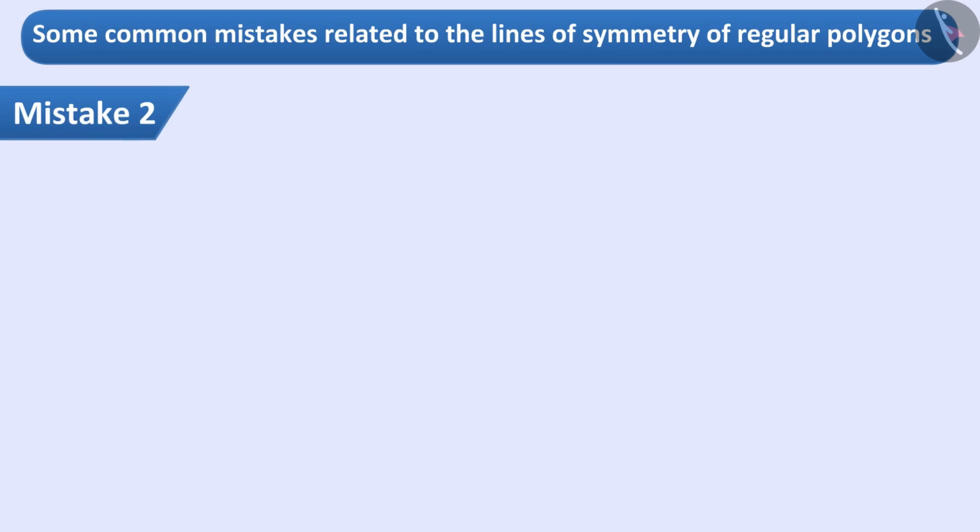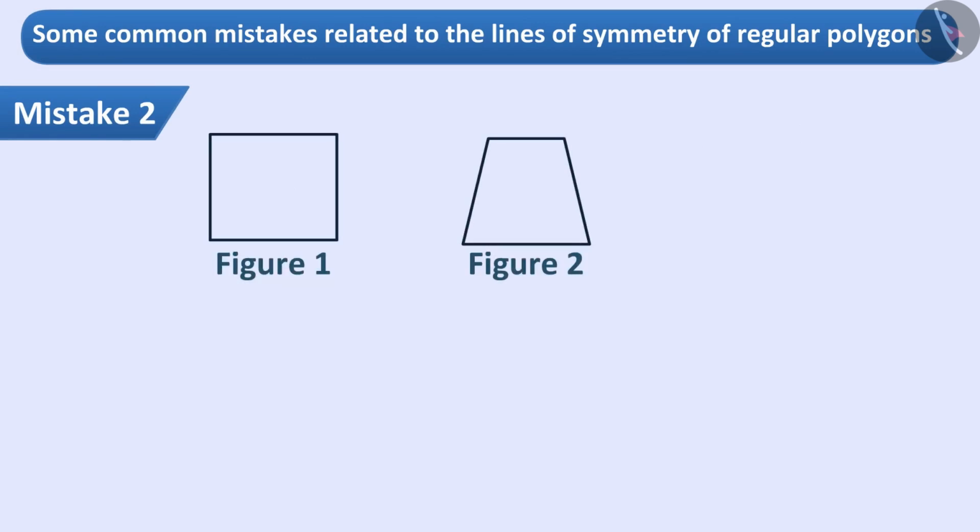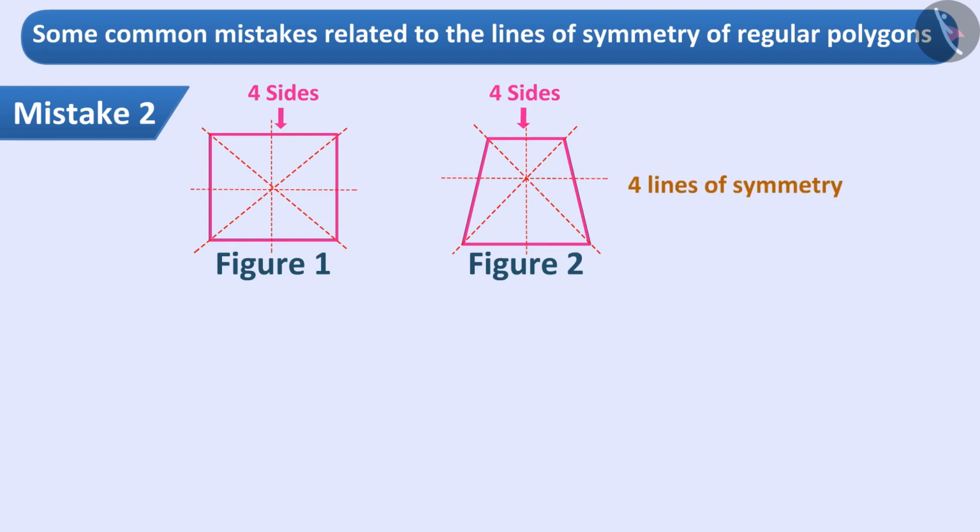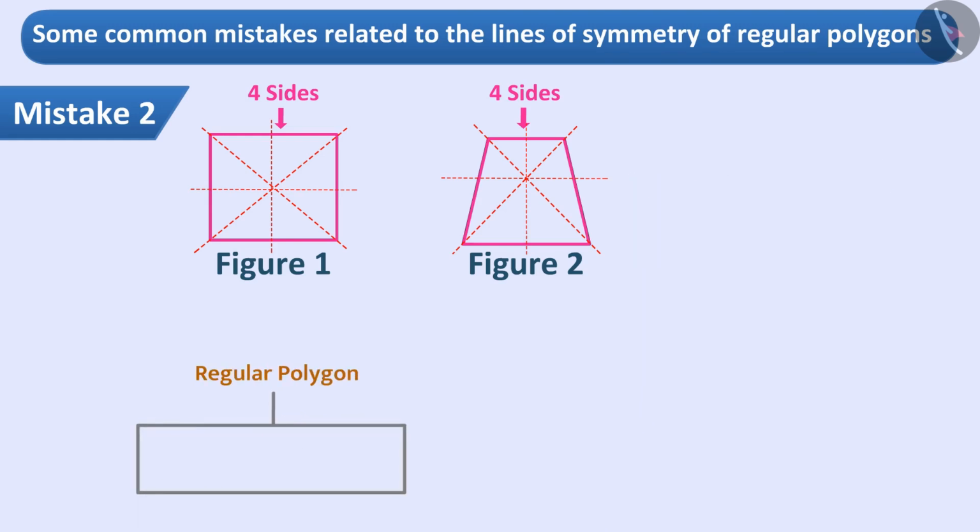Mistake 2. If the children are asked how many lines of symmetry are there in the following figures, then the children see that both figure 1 and figure 2 have 4 sides. So they tell only on the basis of the sides that both the figures have 4 lines of symmetry. But this is incorrect. If a shape is a regular polygon only, then the number of lines of symmetry will be equal to the number of sides of the polygon, otherwise not.